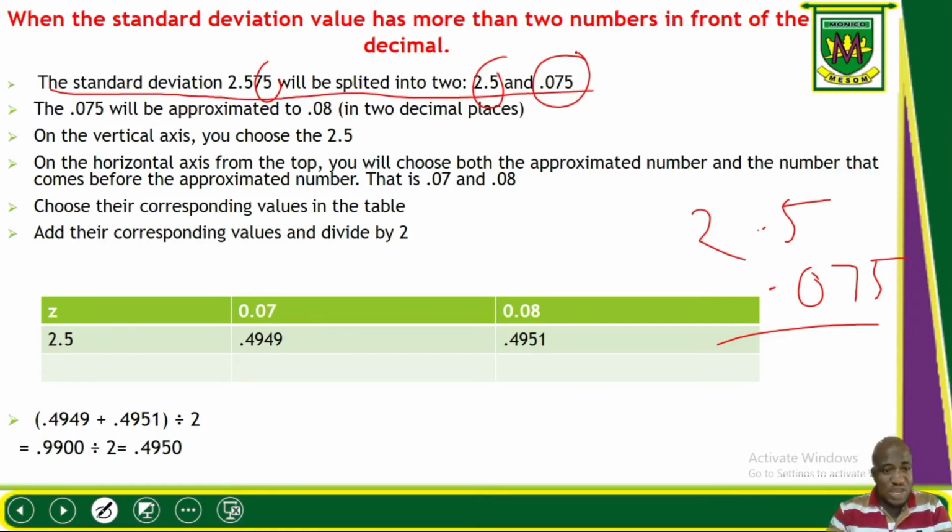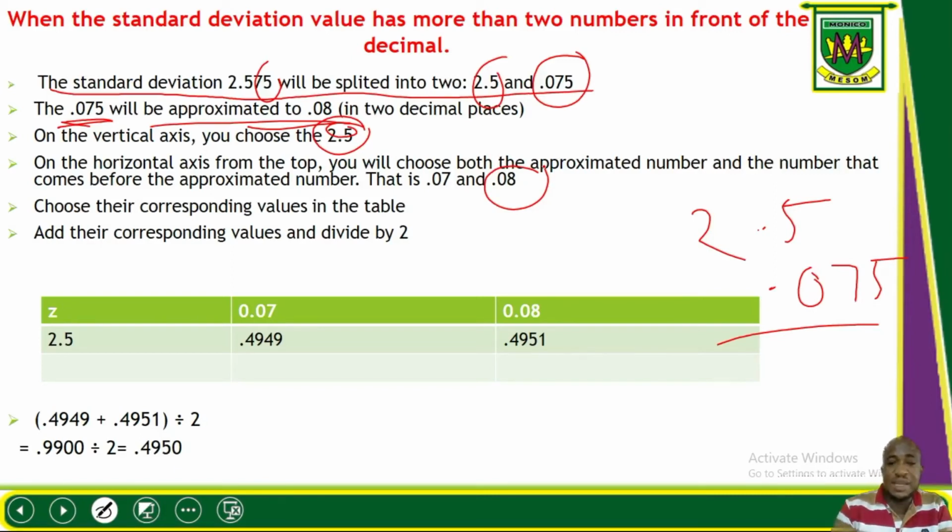Now the next step is the 0.075. Since on top we have all the values in 2 decimal places, you can't trace 0.075 there. So what do we have to do? We need to approximate it to 2 decimal places, which will give us 0.08. 0.08 can be traced from the horizontal axis. So on the vertical axis, you choose 2.5. On the horizontal axis, you will choose the approximated number, which is 0.08, and the number that comes immediately before it.